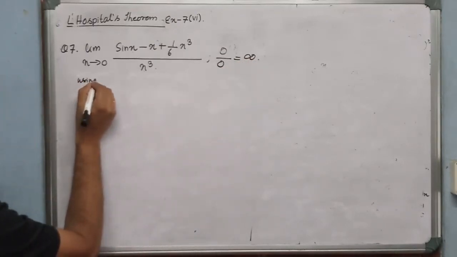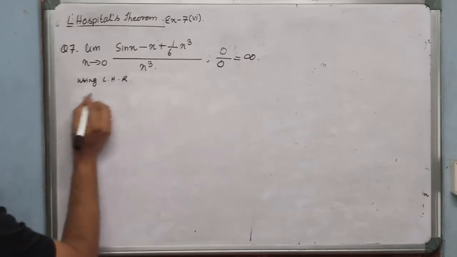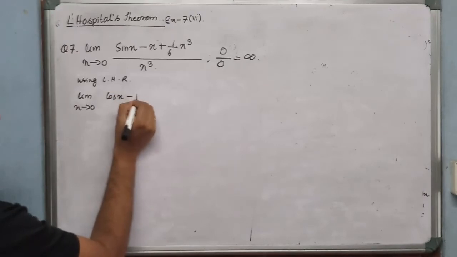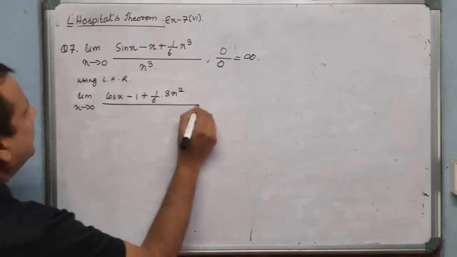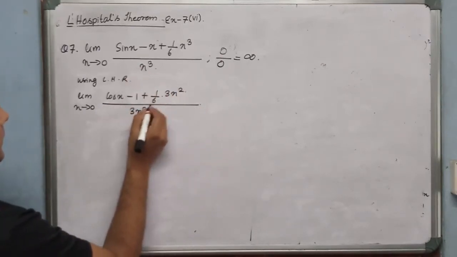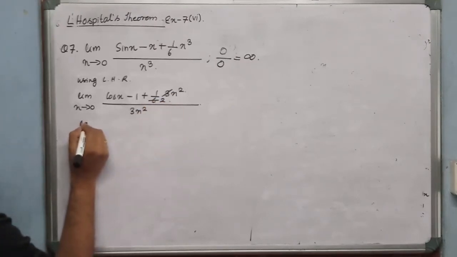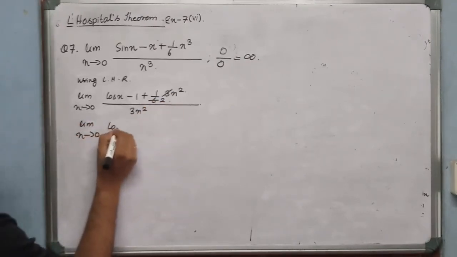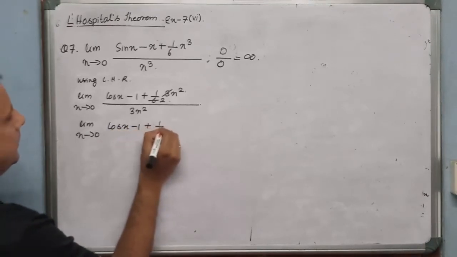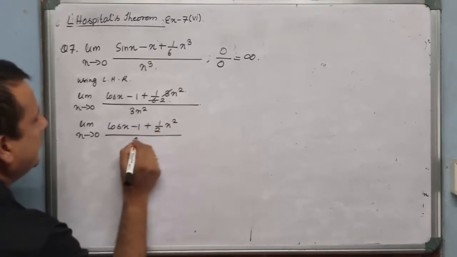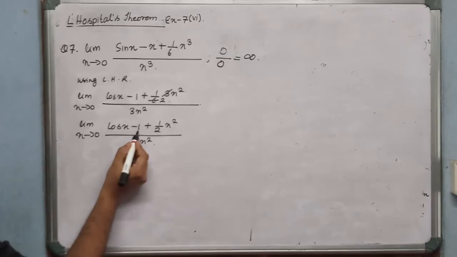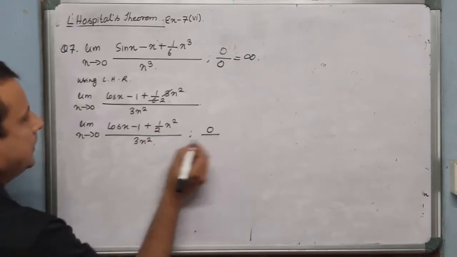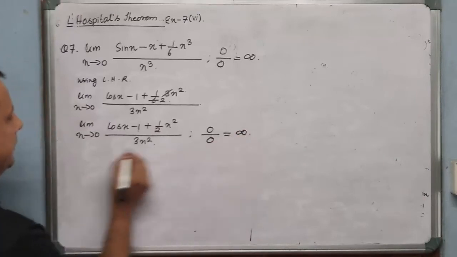And using L'Hospital's rule, limit x tends to 0, derivative of sin x is cos x minus 1 plus 1 by 6, derivative of x cube is 3x squared, over derivative of x cube is 3x squared, 3 2s are 6. Limit x tends to 0, it is cos x minus 1 plus 1 over 2 x squared over 3x squared. Again you will get undefined. Cos 0 is 1, 1 minus 1 is 0, 0 square is 0, 0 square is 0, undefined.